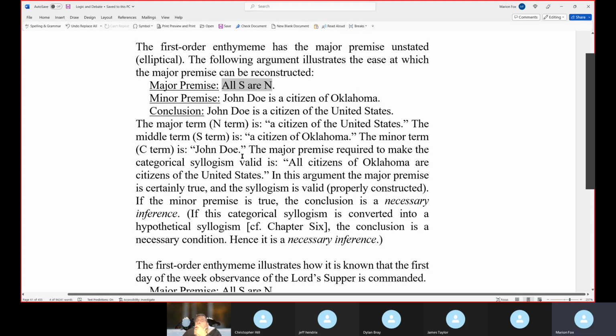All right. So the major premise is certainly true. And the syllogism is valid, it's properly constructed. If the minor premise is true, John Doe is a citizen of Oklahoma, then the conclusion necessarily follows. It's necessary for the conclusion to be true. That's why it's called a necessary inference. Now, we'll develop this term necessary in chapter 6 when we get to hypothetical syllogisms. It'll lay out more clearly what we mean by that. So this conclusion is necessary. It's necessary for it to be true, okay? And so that's why the older logicians called it a necessary inference.